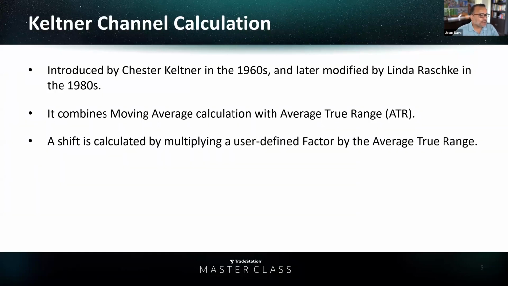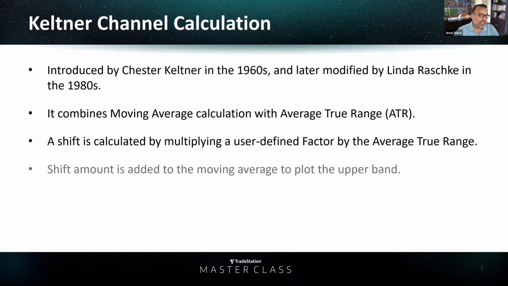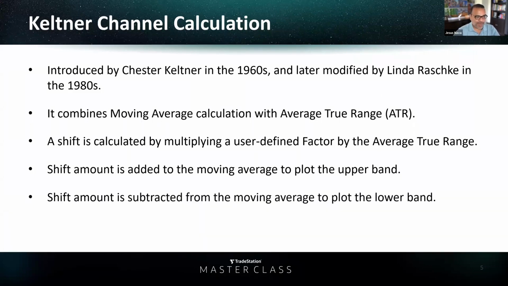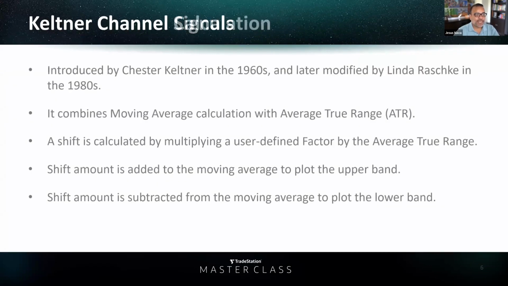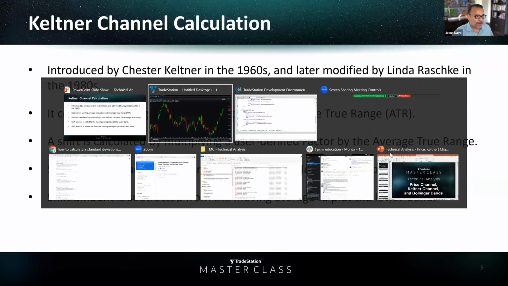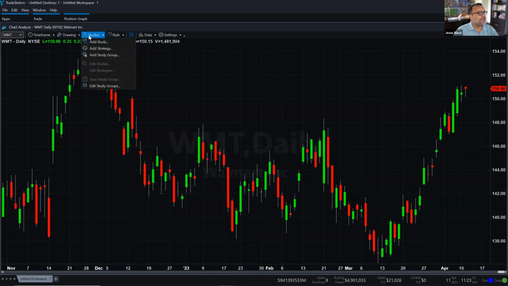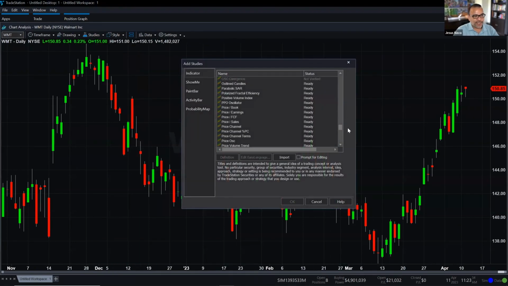A shift is calculated by multiplying a user-defined factor by the average true range. And this shift amount is added to the moving average to plot the upper band, and is subtracted from the moving average to plot the lower band. All right, so let's go ahead and take a look at that indicator on our charts. I'm going to come here, studies, add studies, and we're going to find it in alphabetical order, in this case called the Keltner channel. Here it is, Keltner channel.